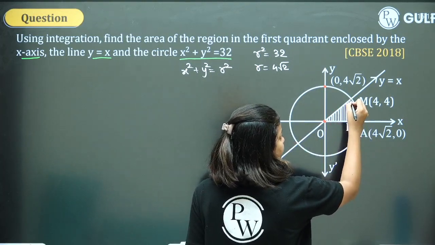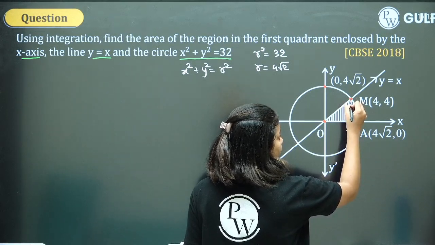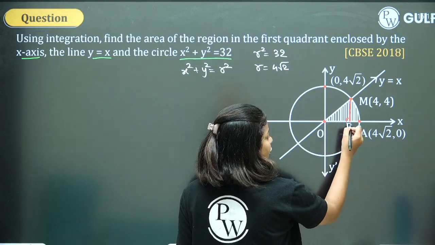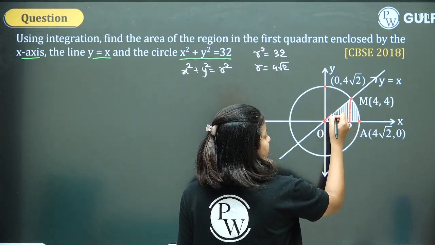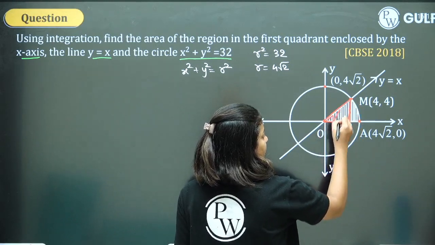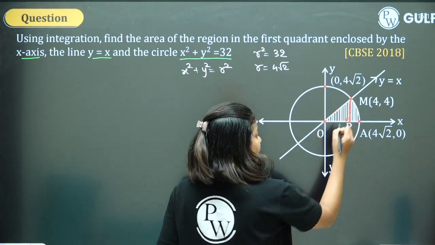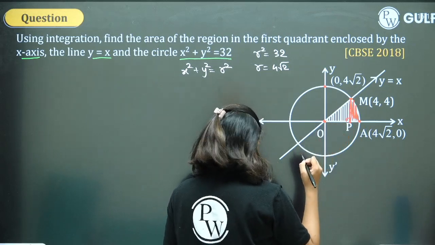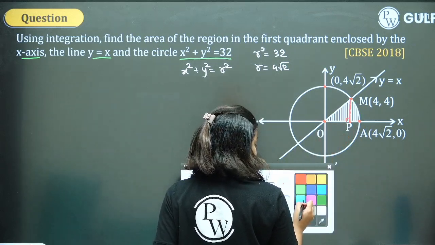Important step here is to drop the perpendicular. Why? Because from point O to point P, it is area under the line, which we will calculate. And from point P to point A, area under the circle. Can you all see this very clearly?